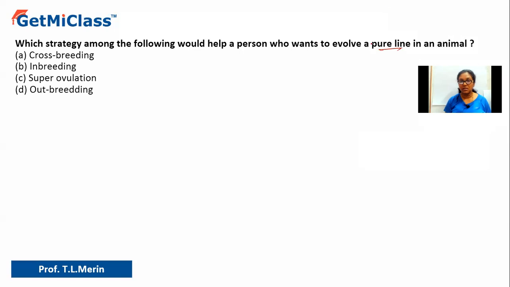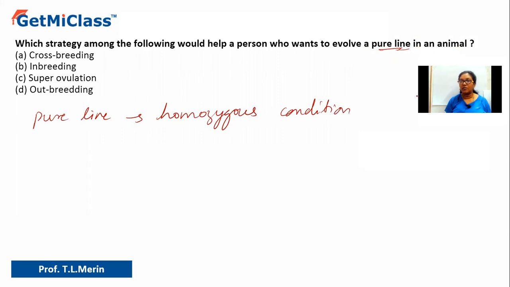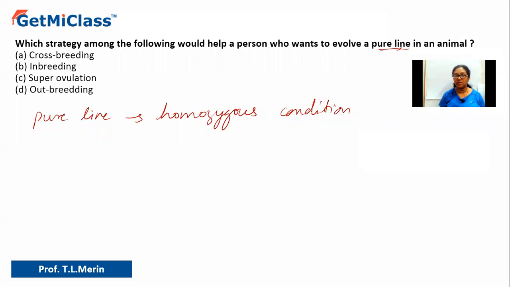Okay. So see, the key terminology is pure line. So that is very, very important. So which strategy among these will be helpful to develop or to produce a pure line? So when we say pure line, we are talking about the homozygous condition for a particular characteristic. Of course, when we say characteristics, what codes for the characteristics? It is the gene, right? Homozygous condition of a particular gene, because each gene codes for a characteristic.